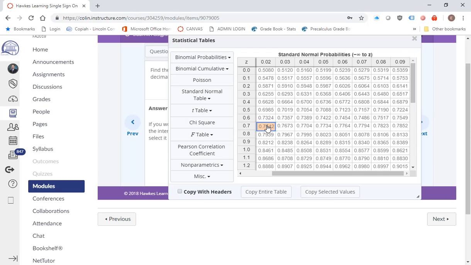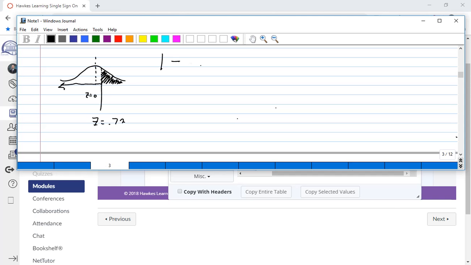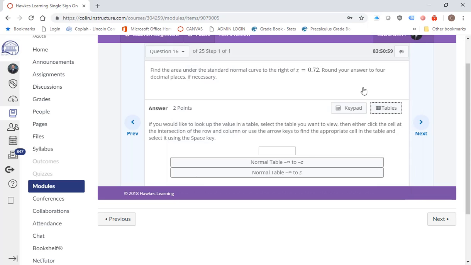Now, that's not the answer, but that's what I'm going to subtract from 1 to give me the answer, because I wanted the area to the right. So 0.7642. So 1 minus 0.7642. If you do that in your calculator, you'll get 0.2358. That's the answer I'm going to put in. 0.2358.